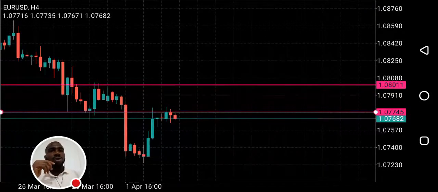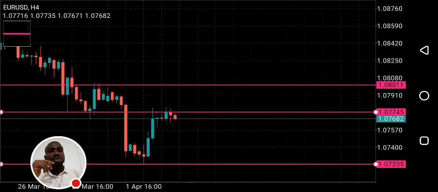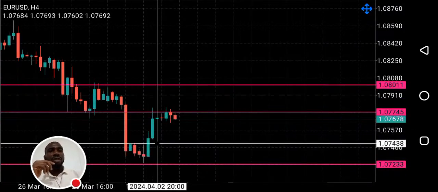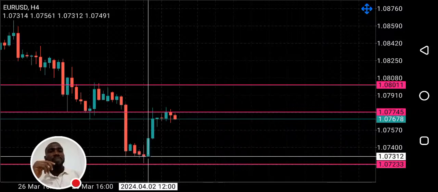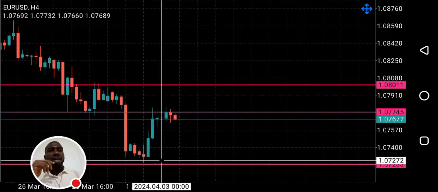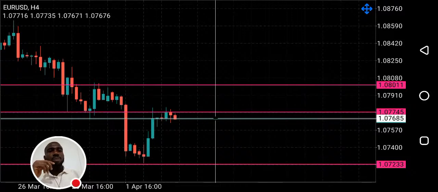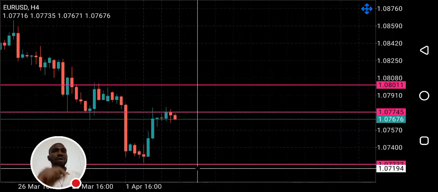So on Euro USD, technically, Euro USD could drop to this low, because there are a lot of stop losses at this level. A lot of retail traders have executed buy after the formation of this spinning bottom, and their stop losses will be at this level. So there is a high probability they're going to push price down to clear liquidity at this low. So right now, Euro USD is bearish.